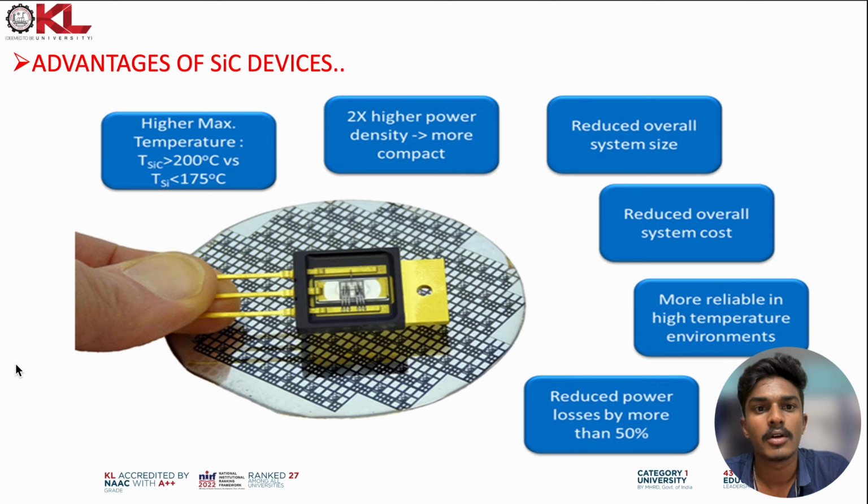The advantages of silicon carbide devices are high temperature operation, high power density, reduced overall system size, reduced overall system cost, more reliability in high temperature environments, and reduced power losses by more than 50%.